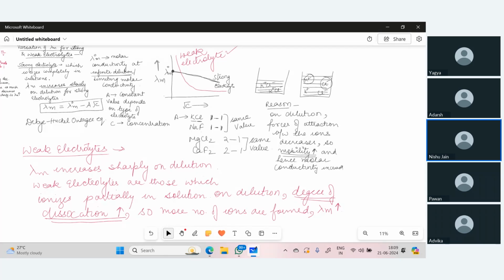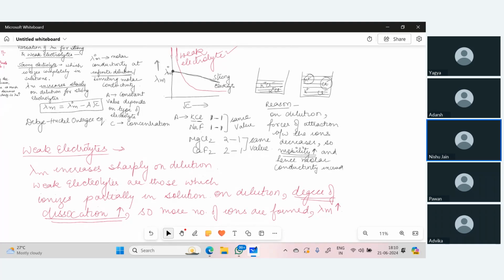Now, Pavan, you tell me one thing. Can we calculate lambda m naught value from the graph for weak electrolytes? For strong electrolytes it is the intercept, where it cuts the y-axis. Can we calculate it for weak electrolytes from the graph? No. Why? Because it does not cut. We cannot calculate the lambda m naught of a weak electrolyte from the graph because it becomes parallel to the y-axis. So there is another way to calculate it, which is Kohlrausch's law.